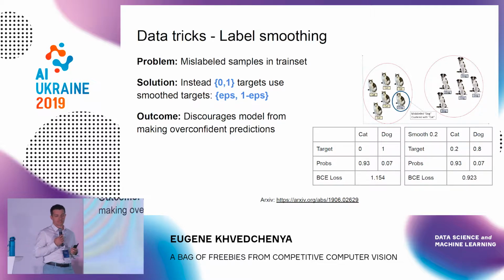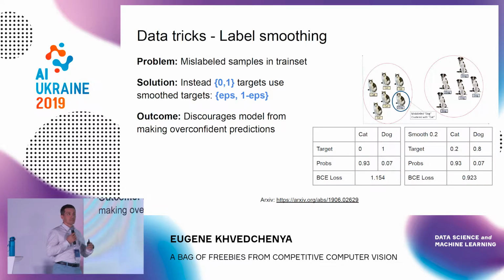What it basically does, if we are solving a classification problem, instead of assigning labels of 0 and 1 to our targets, let's introduce some epsilon, like 1e-4 or 1e-5. And instead of 0 and 1, we just use epsilon and 1 minus epsilon. And we use the same cross-entropy function. In this case, in our mislabeled example, the loss will be much lower.